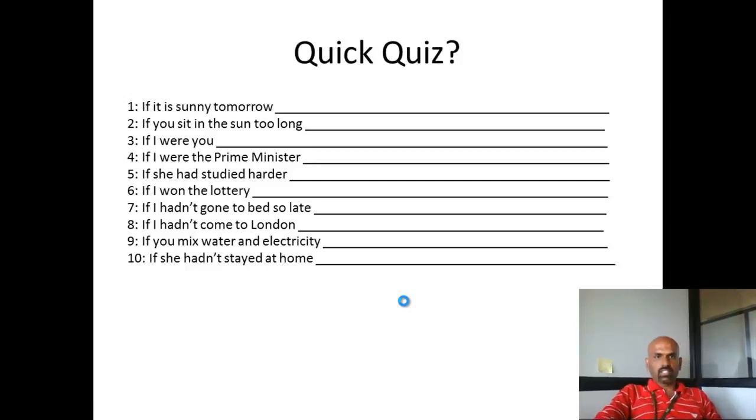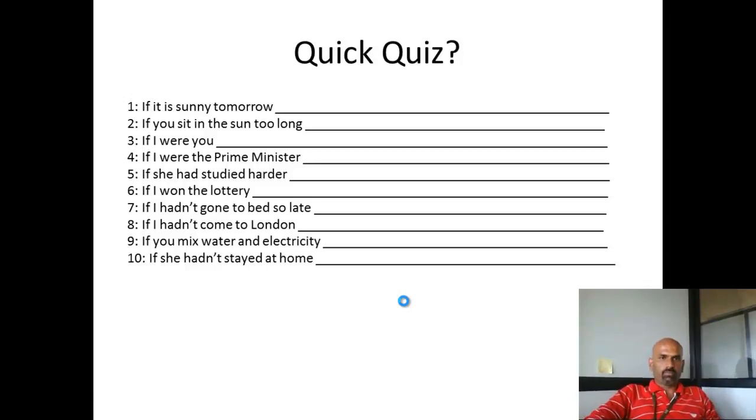If you sit in the sun too long, if you want to put it in a zero condition, if you sit in the sun too long, it is not good for health. It's a zero condition. If you sit in the sun too long, you may get skin problems. In these two sentences I have given the basic form of usage and a different form of usage. In such a way you can note down all these things and identify the answers.